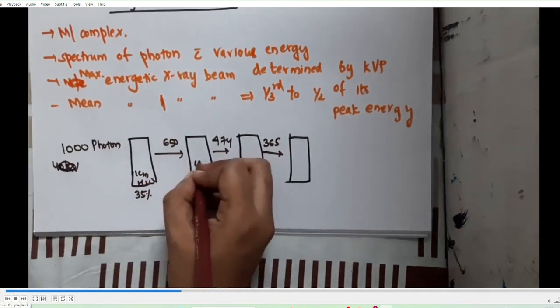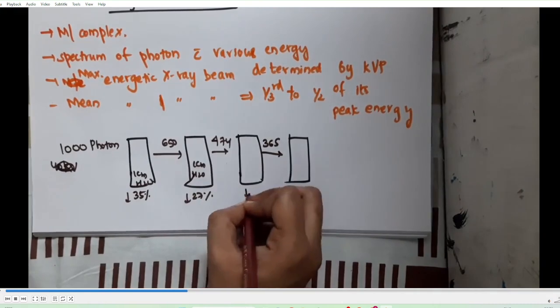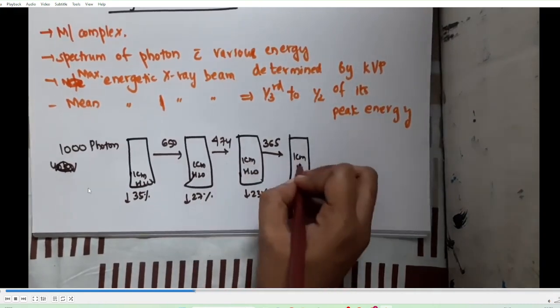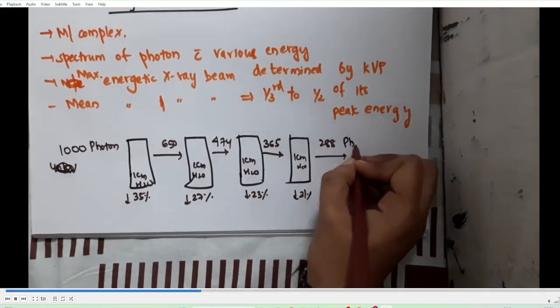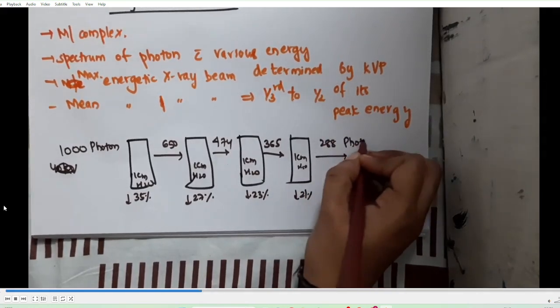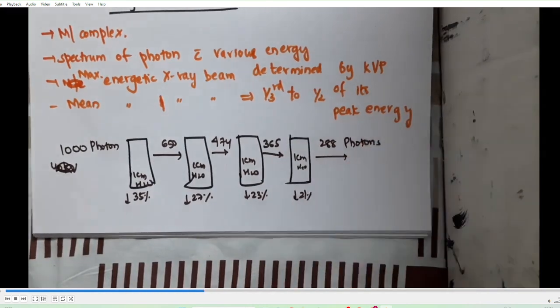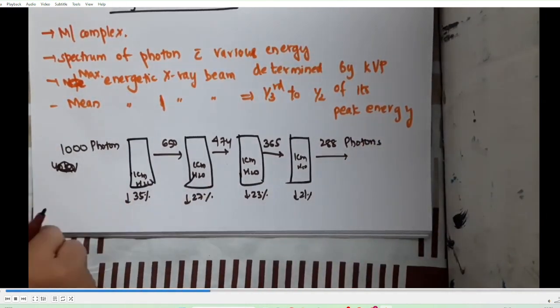So, if you see here, the percentage of reduction in photons decreases as the thickness of the absorber is increased. The percentage of attenuation of photons decreases as the thickness of the absorber is increased.